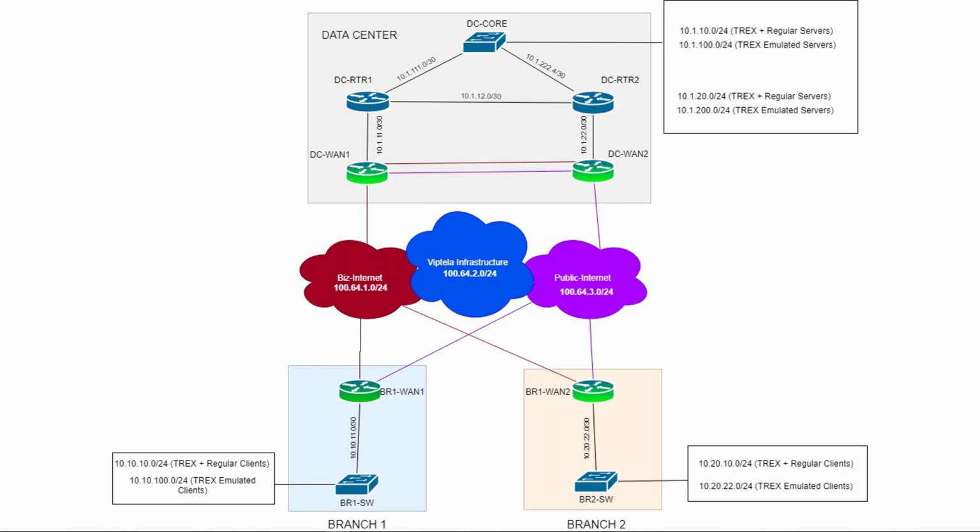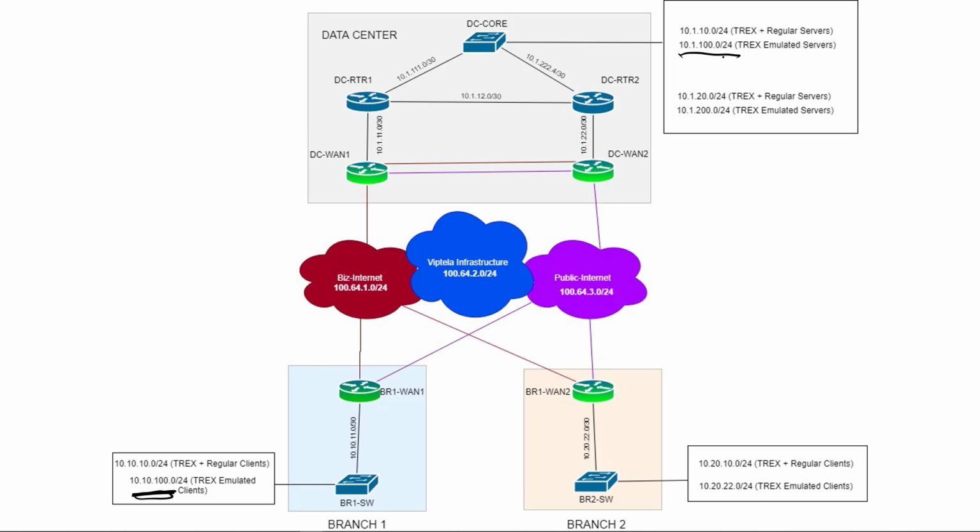So looking at the diagram here, we can see that the subnet we're going to use for the clients is right here, is 10.10.100. And the subnet we're going to end up using for the servers, for branch 1 at least, is going to be 10.1.100. Now, these subnets don't actually exist on any of the network gear. They're actually emulated. They're behind the T-Rex itself.